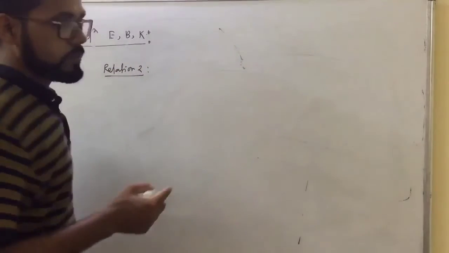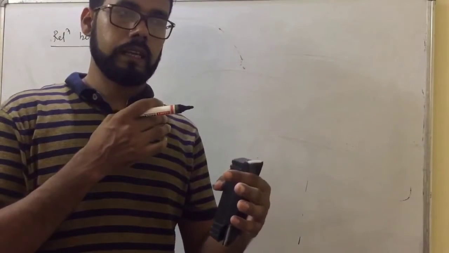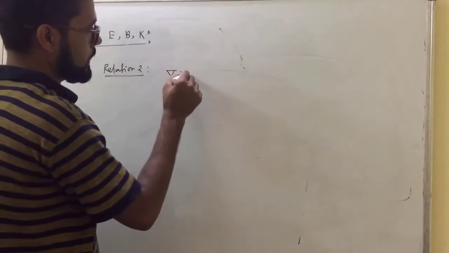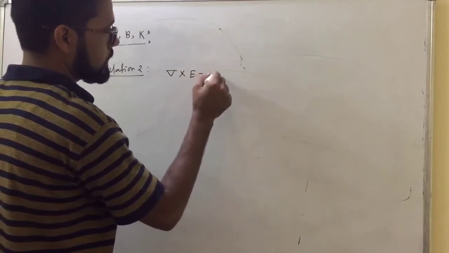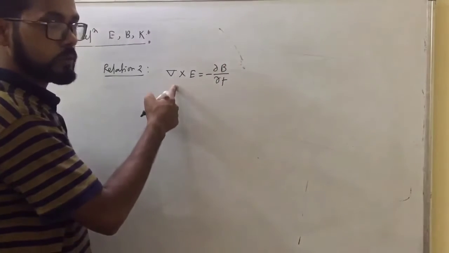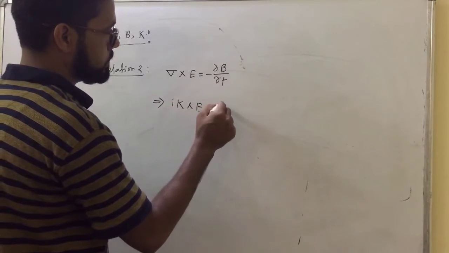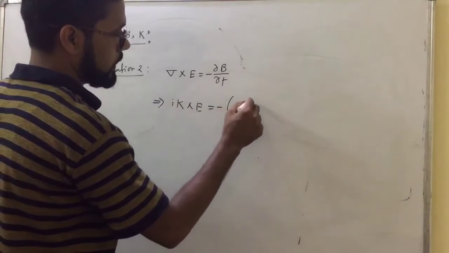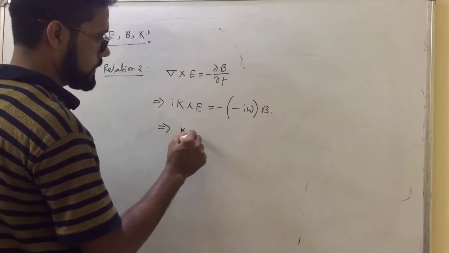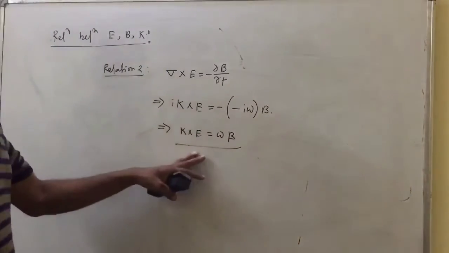Suppose I want to find the relation between electric field, propagation vector, and magnetic field. You can take any equation. I will take del cross E equals minus del B by del t, the Faraday equation, the third Maxwell equation. I have already given you short tricks. Del equals i k, so i k cross E equals minus, with del t equal to i omega, times B. Minus minus cancel. So k cross E equals omega B.